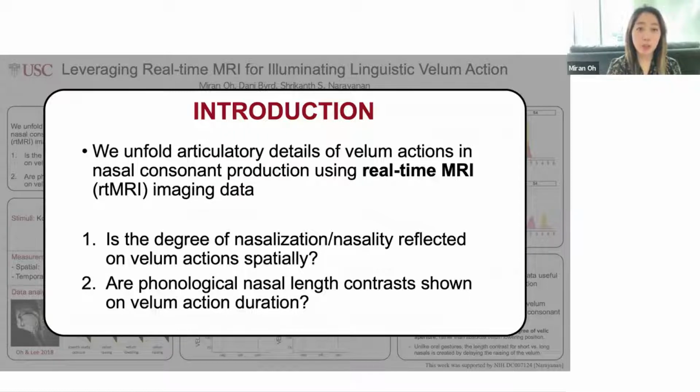We use two test beds in Korean. First, spatial velum actions are investigated for syllable onset and coda nasals in Korean, which reportedly have different degrees of nasality. And second, temporal velum actions are examined for single or final nasals versus longer nasals spanning a juncture.